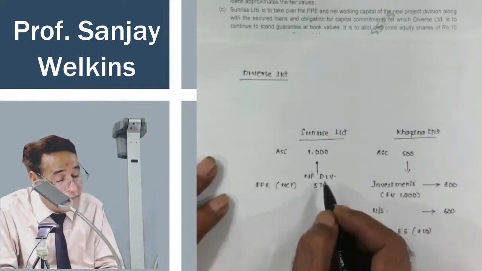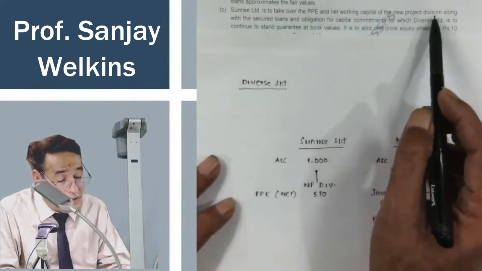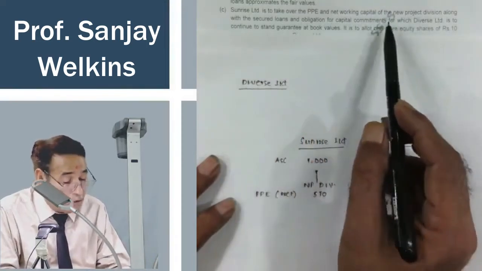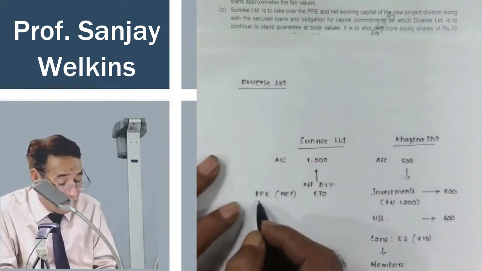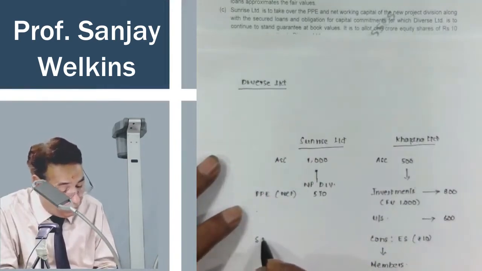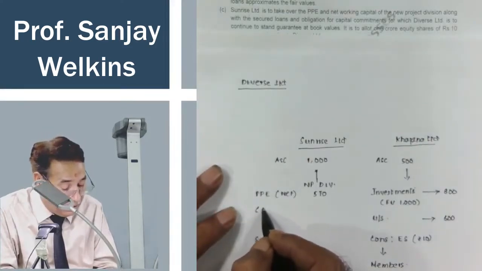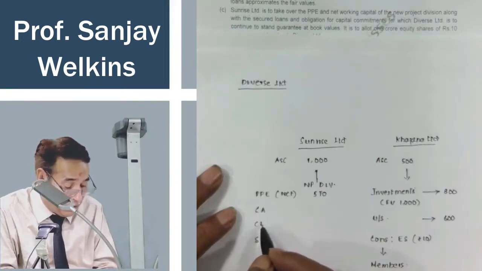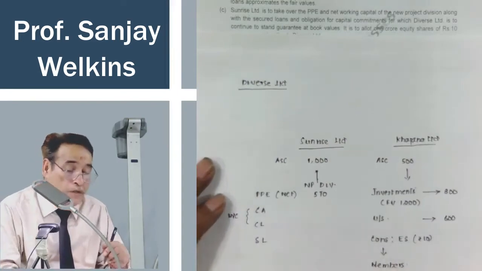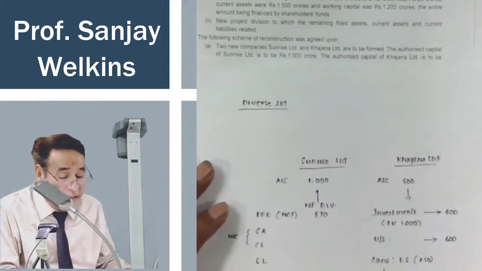Further, it is given, and net working capital of the new project division along with secured loans and obligation. I will go through the next line, but so far what we have seen is that property, plant and equipment is taken. Along with that, they are taking over secured loan and they are taking over working capital. Working capital basically means current asset and current liability of the new project division. But the problem is how to find out the value of current asset and current liability.